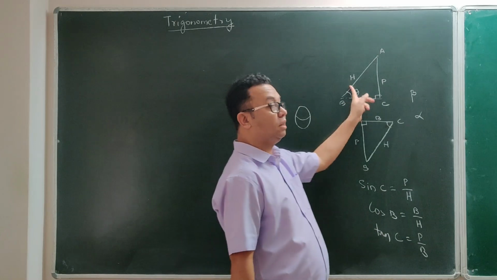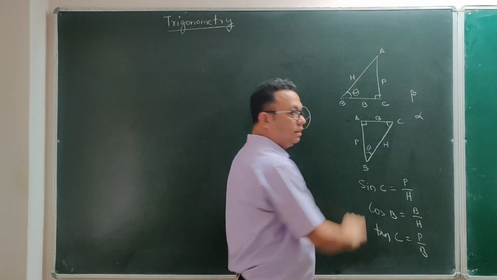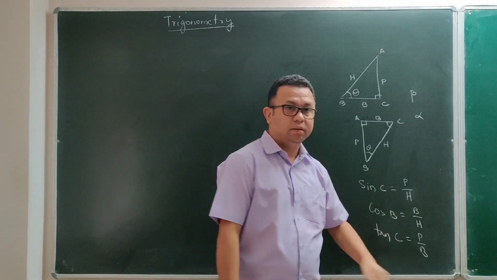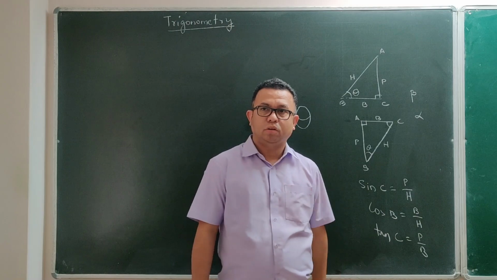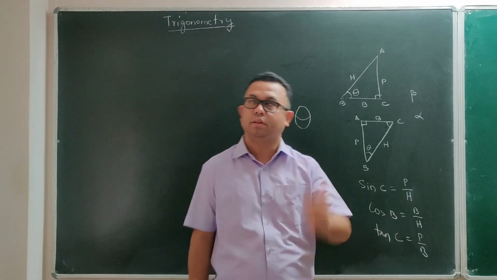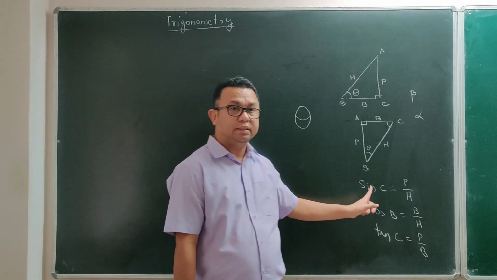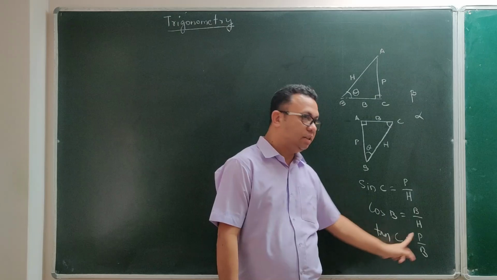Theta is a representation of an angle. So this angle is theta. I told you to remember something like this, four different ways. Whichever is the easiest for you, which you are more comfortable with, remember that sentence. Sine is perpendicular by hypotenuse, cos is base by hypotenuse, tan is perpendicular by base.